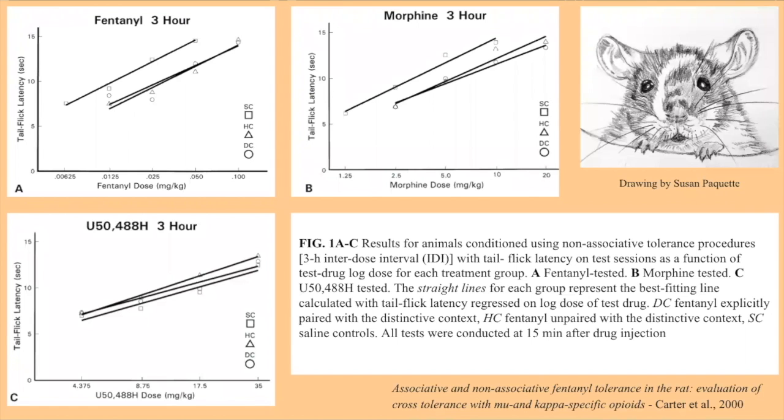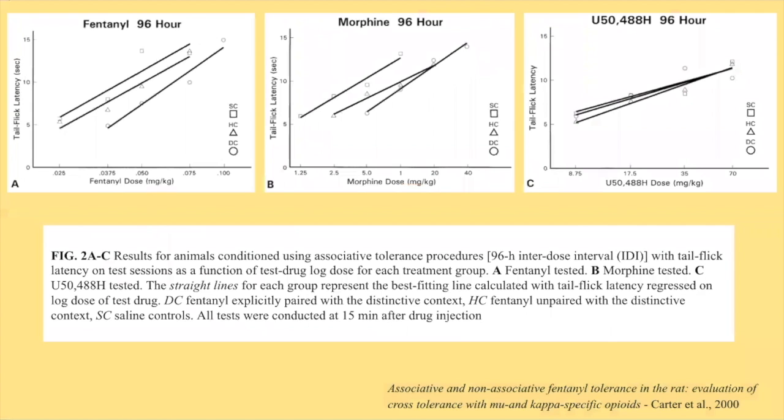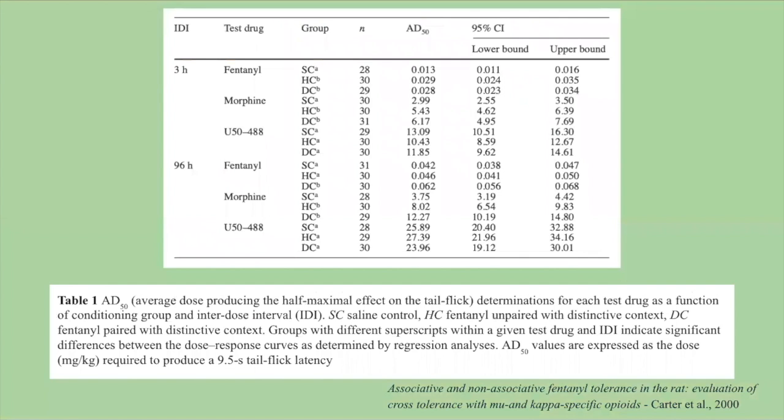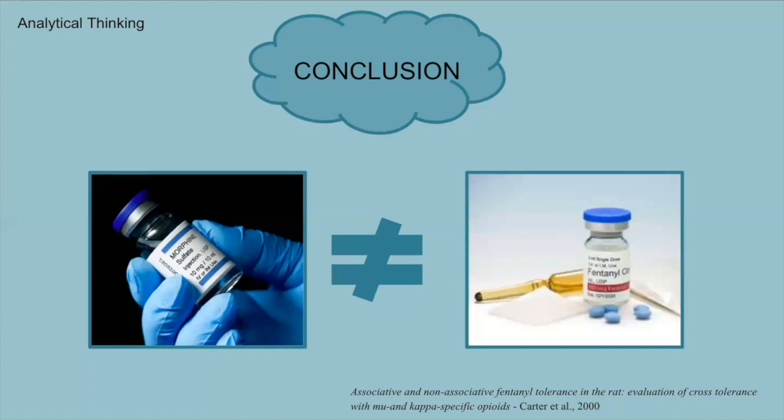The following three slides include images and captions taken directly from the study. The graphs depict results for animals conditioned using non-associative tolerance procedures, with tail flick latency on test sessions as a function of test drug log dose for each treatment group. The table depicts the average dose producing the half maximal effect on the tail flick for various substances throughout various contexts. The major finding of this study is that associative fentanyl tolerance is cross-tolerant, which suggests there is a conflicting biological process that supports associative tolerance in the mu receptor.